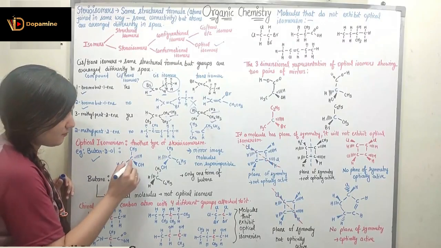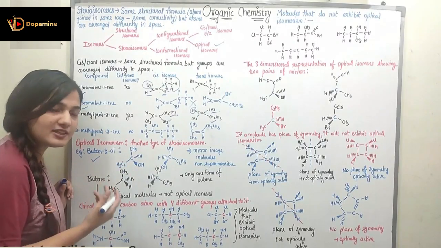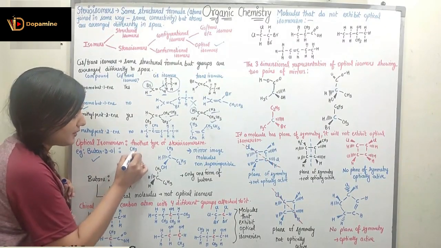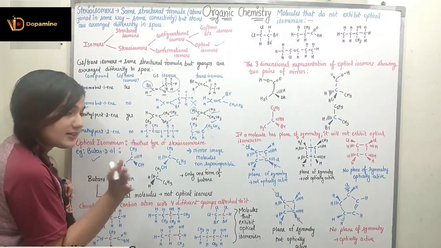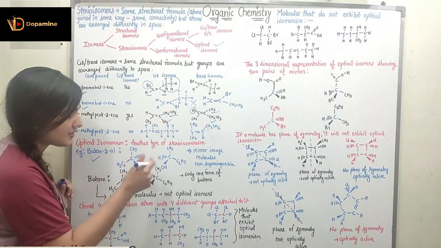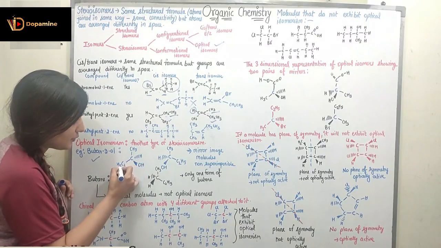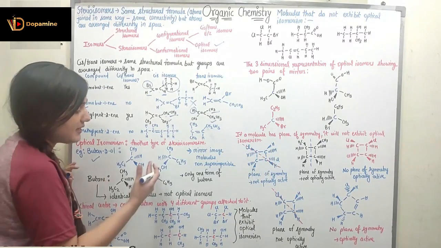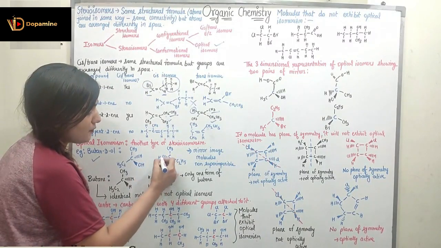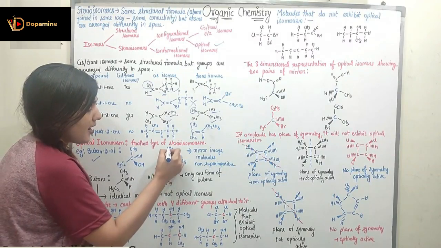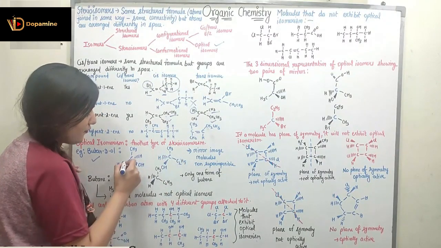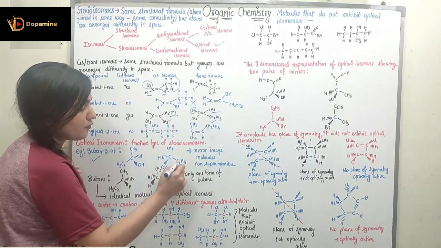So this is the structure of butan-2-ol. The carbon will have the tetrahedral structure. On one side CH3 is connected, on the outside OH is connected, on the inside H is connected, and here C2H5 is connected. Now if I take the mirror image, outside we have OH, inside we have H, upside we have CH3, but from the left C2H5 has moved to the right.